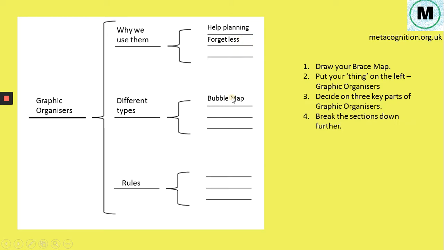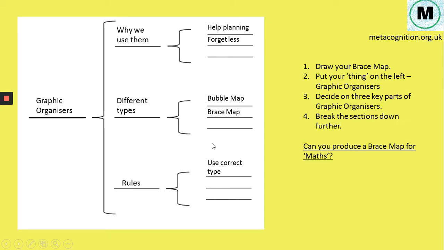Different types, we've got a bubble map, brace map. Okay, you can obviously fill in with loads more details here. And the rules, we've got to use the correct type. So we need to pick the correct type for our type of thinking. Obviously, again, you could add in more details there as much as you could.